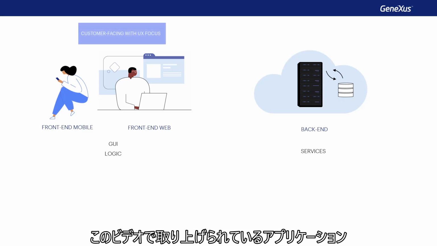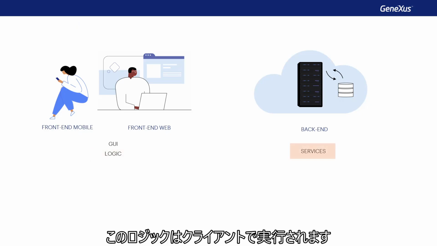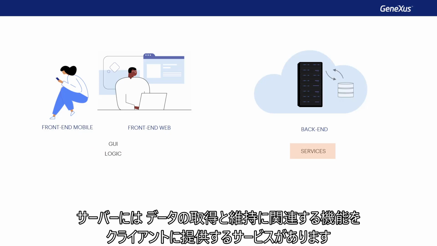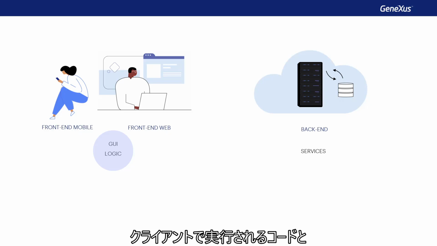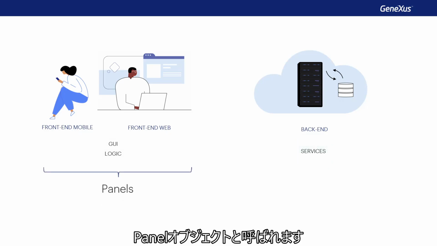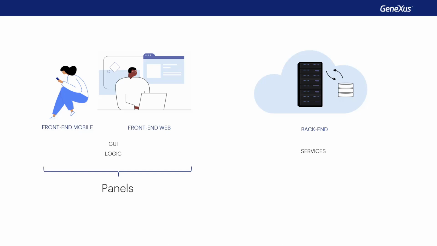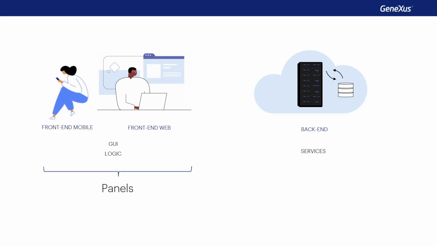In the applications we're now interested in, customer-facing applications with the best possible user experience, this logic is executed on the client. And the server has services that provide the client with functions related to retrieving and maintaining data. The GeneXus object that allows us to add code that runs on the client, as well as code that will run on the server through the invocation of backend services, is called panel object. This object will allow us to develop customer-facing applications, including web and native mobile applications.